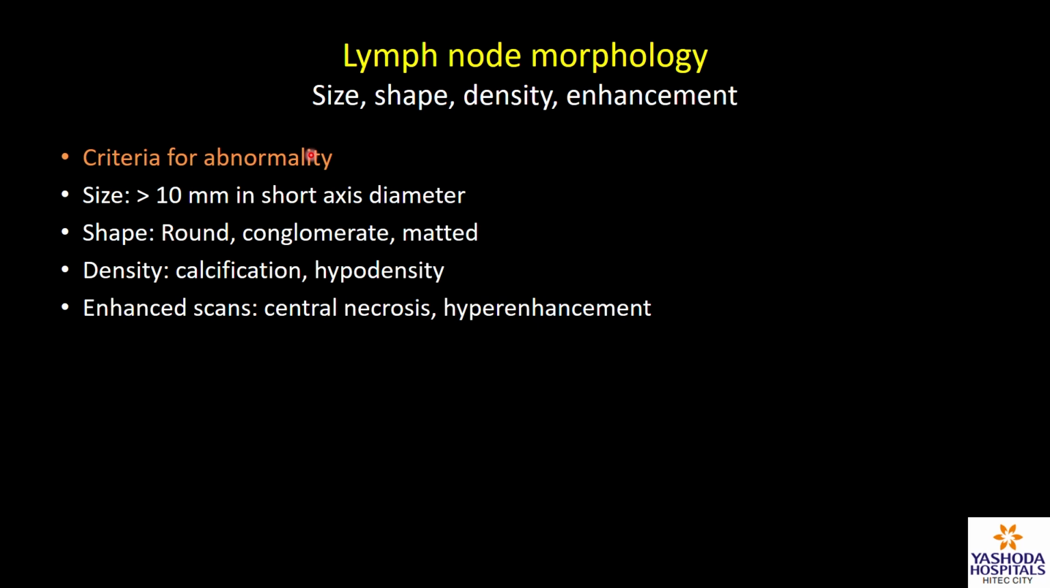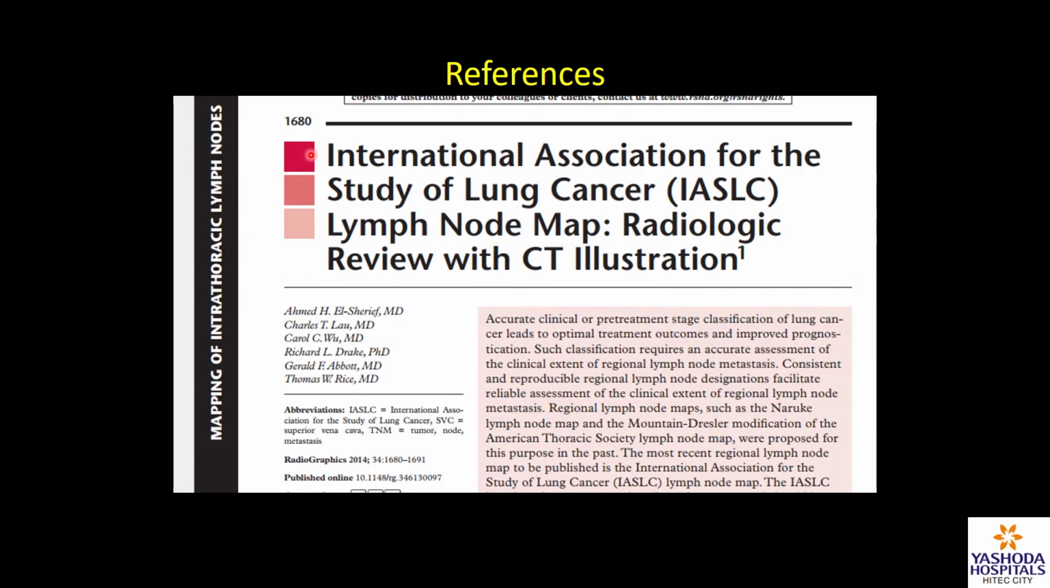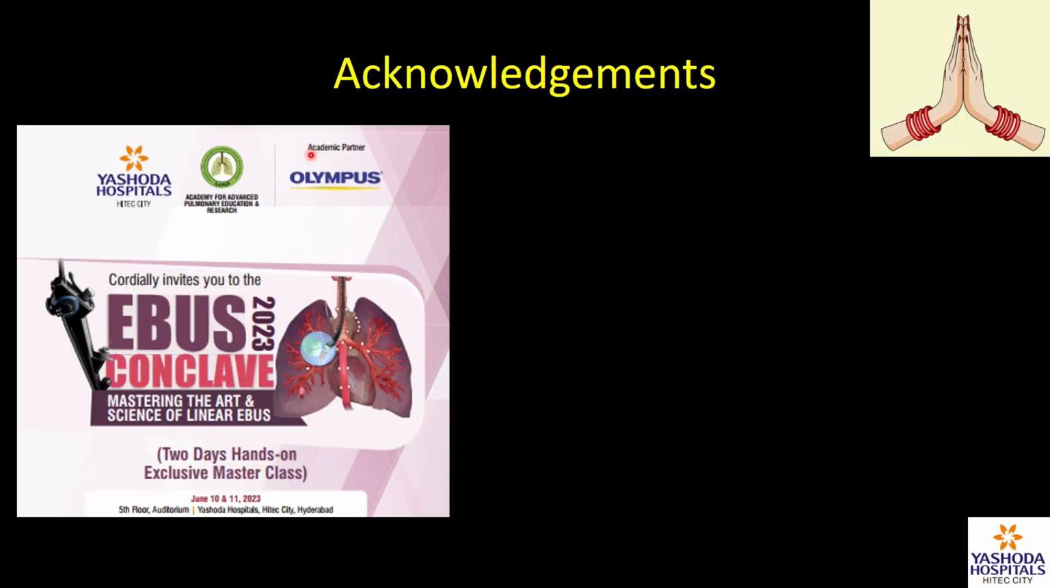So lymph node morphology, I would skip that for want of time. You take the morphology for size, shape, density, and enhancement as criteria for abnormality, which we will be seeing in other lectures or on some other platform maybe. And this is the reference for this lecture. You could go through this, which has imaging maps as well.